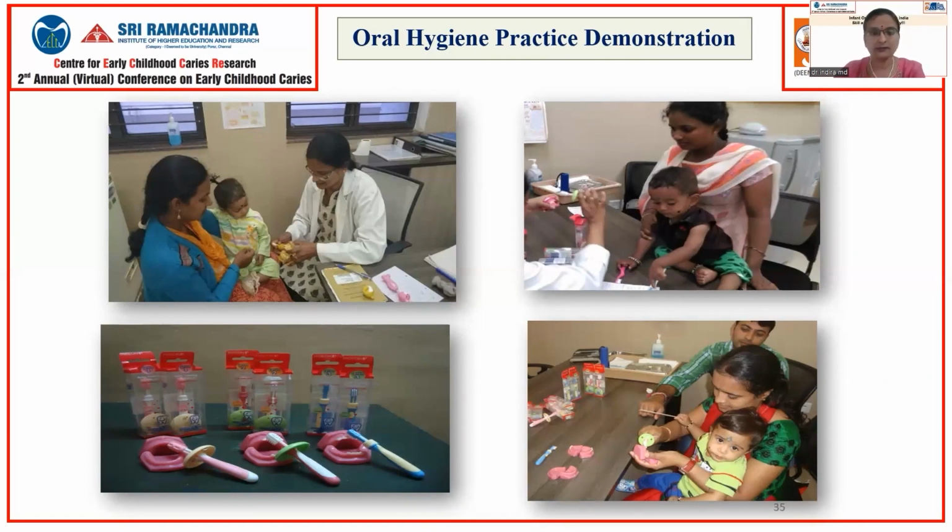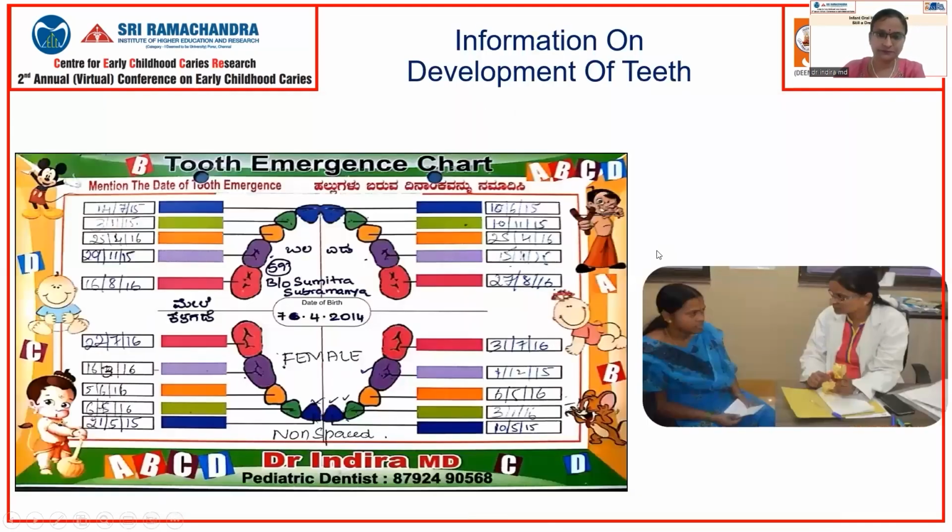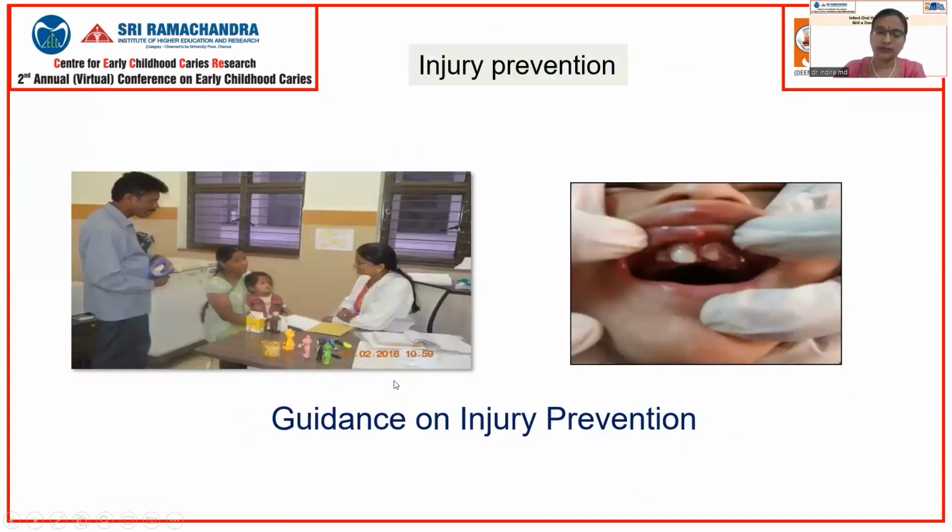So we here give individual guidance based on the child's oral dentition. We have individual models like this where we show the tooth eruption, and the age-appropriate tooth eruption is also there. So we give guidance individually to each mother on using the proper oral hygiene aids. Along with that, we give a specialized chart to the mothers where they can note down the timing of eruption of each tooth. We also give guidance on the injury prevention of primary teeth.